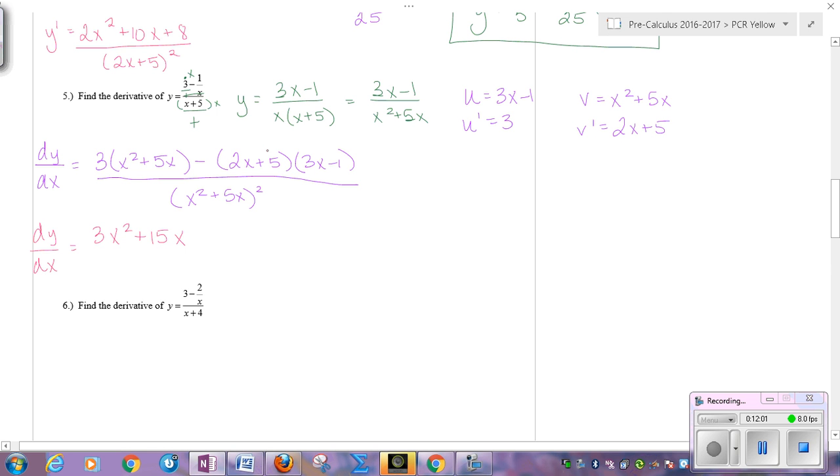Here, if you want to distribute this first, this ends up being 6x squared minus 2x plus 15x minus 5. That would then turn into 13x. Now you're going to subtract all of that, so you want to be careful. That's something that you guys really got to watch. So it's negative 6x squared, and then we have a minus 13x and plus 5, all over our quantity squared.